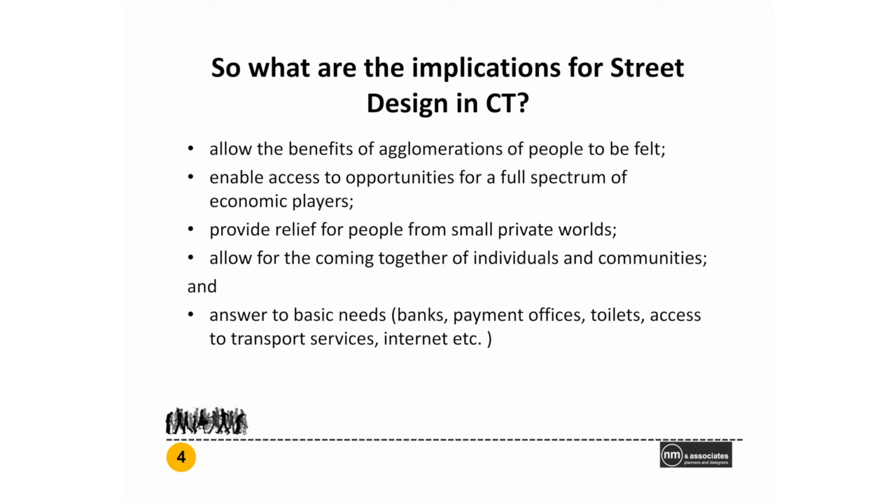Given what Nisa said about the context and others have said, we need to allow for the benefits of agglomerations of people to be felt, enable access to opportunities for a full spectrum of economic players. The streets need to provide relief for people from their small private worlds and allow for the coming together of both individuals and communities. And then you start answering to basic needs, and that might include toilets and water, and the obvious one being access to transport services. The banks and internet, I'm not saying that we need to put banks and internet into the streets themselves, but the streets need to be supported by those kind of land uses.